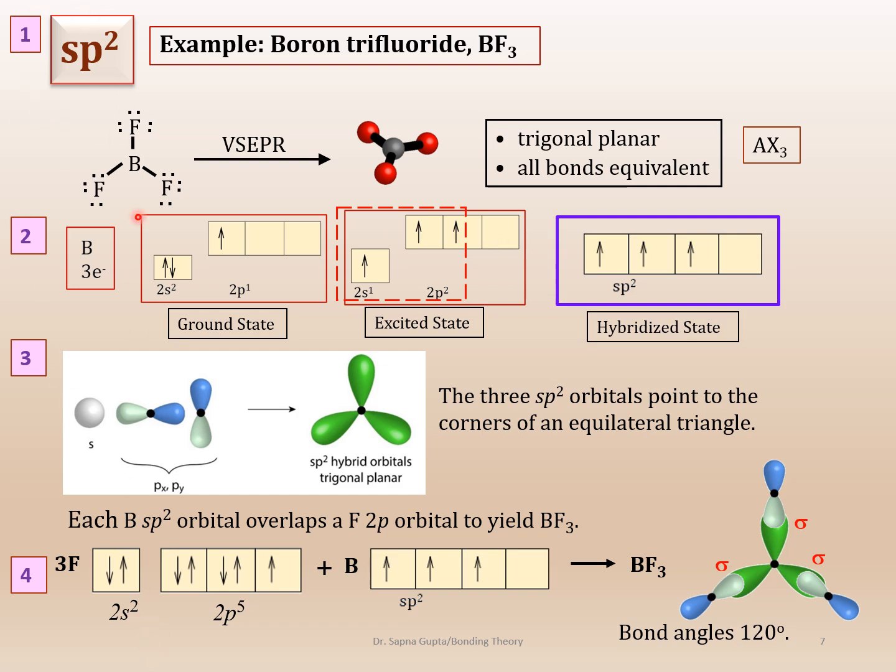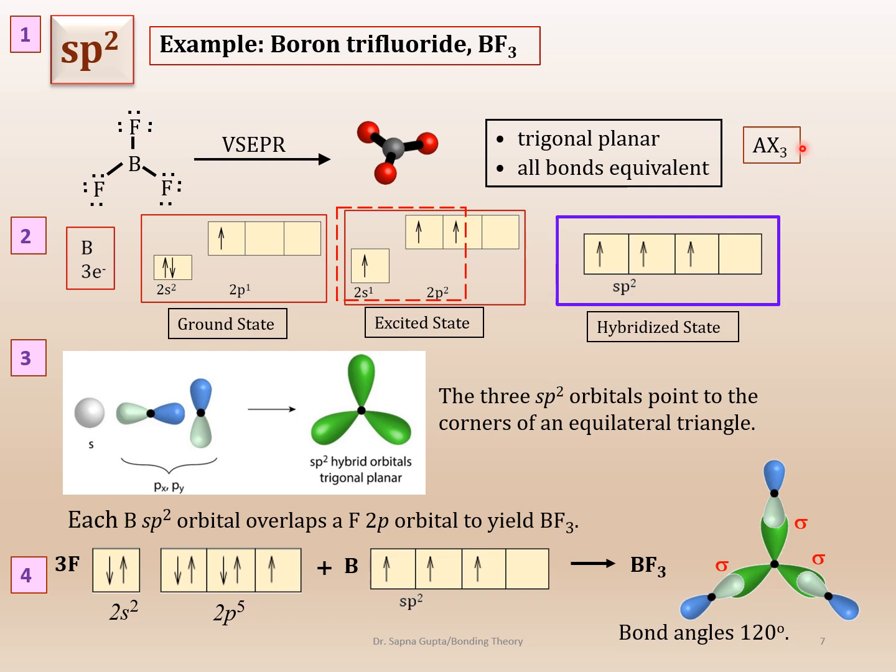Again, it's the same kind of layout, so that you have some consistency. The example we are going to take here is BF3, boron trifluoride. So here is the Lewis structure for it. This is what the model would look like. It is trigonal planar. All bonds are equivalent in the sense that they're the same. And the AX formula for it is AX3.